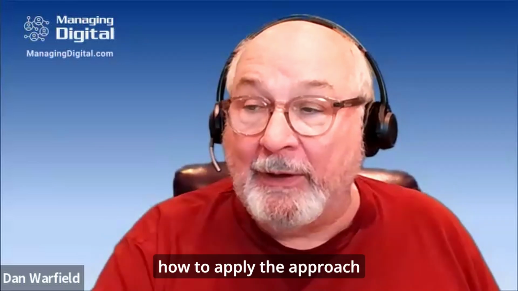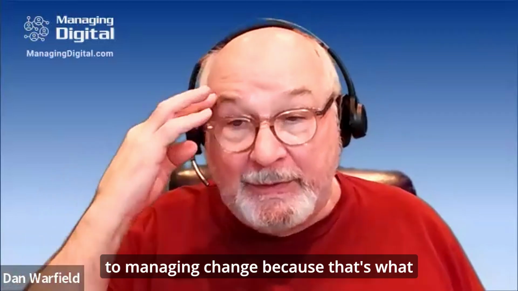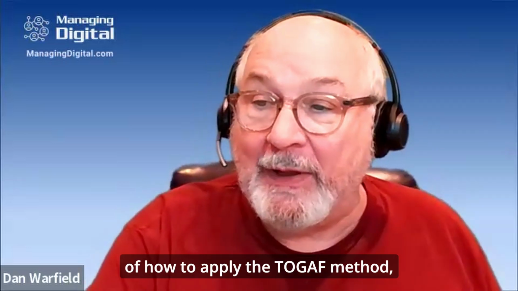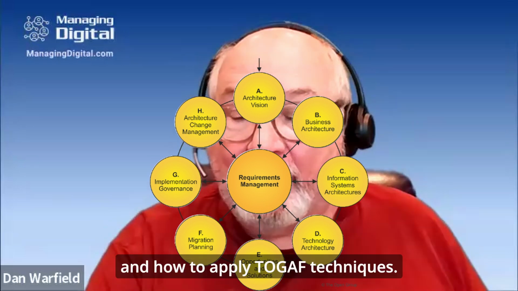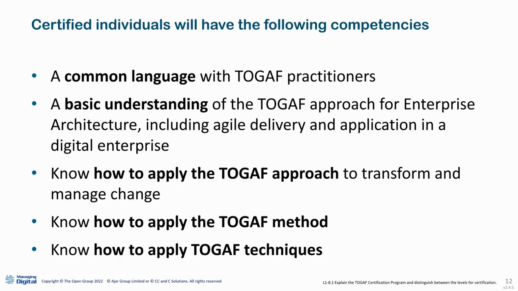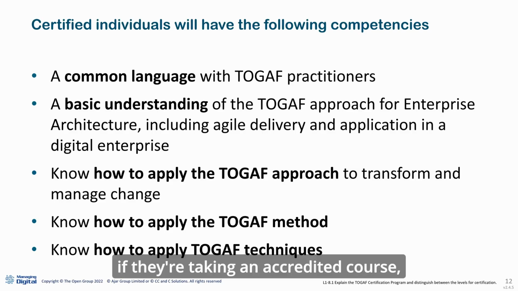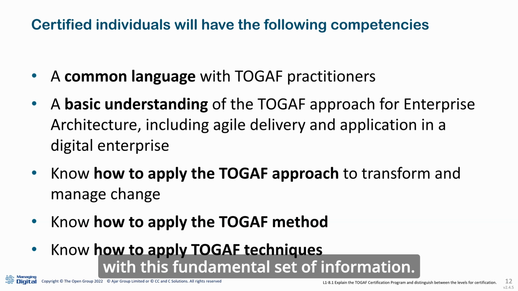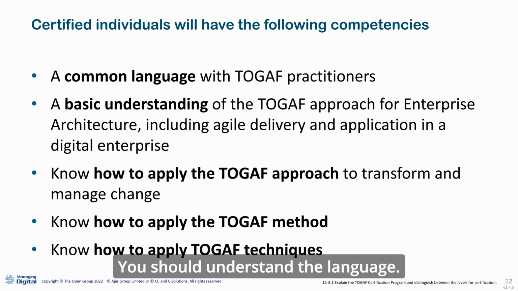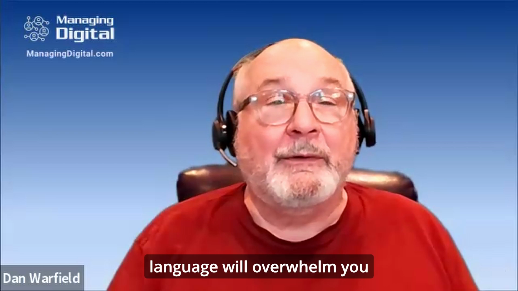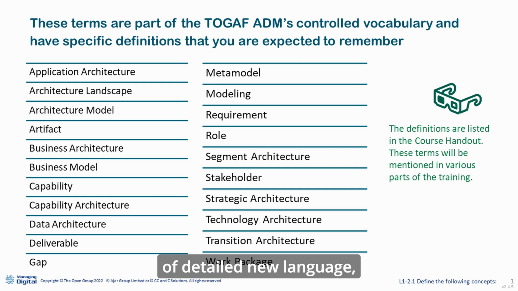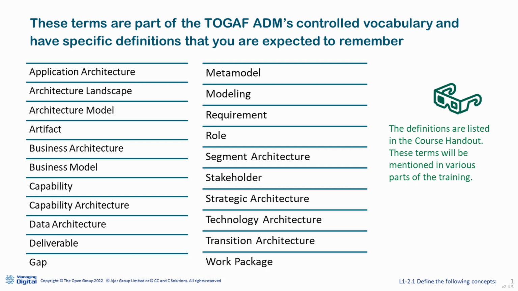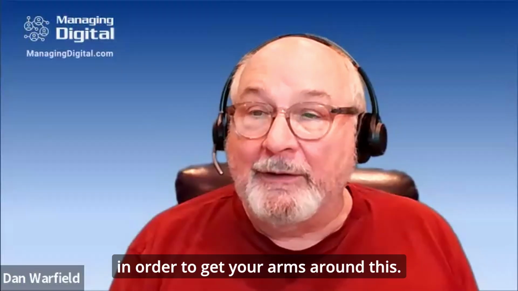You should understand how to apply the approach to managing change, because that's what enterprise architecture is about. At least have a starting knowledge of how to apply the TOGAF method, also called the ADM or architecture development method, and how to apply TOGAF techniques. Everyone who takes this course, if they're taking an accredited course, certainly should come out of it with this fundamental set of information. You should understand the language, and I promise you the language will overwhelm you over the first couple of days, because there's a lot of detailed new language with specific meanings you really need to understand in order to get your arms around this.